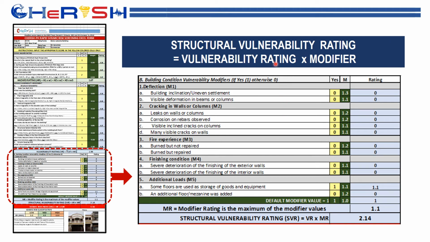The vulnerability rating is modified by modifiers related to building condition. This building condition includes deflection. Is the building inclined? Are there visible deformations in beams or columns? Cracking in walls or columns? Are there leaks on walls? Corrosion? Visible inclined cracks on columns? Or many visible cracks on walls? Fire experience, if the building was burned, not repaired, burned but repaired. Finishing conditions on the exterior walls and the interior walls, and additional loads. Some floors are used as storage of goods and equipment. There was an additional floor or mezzanine.